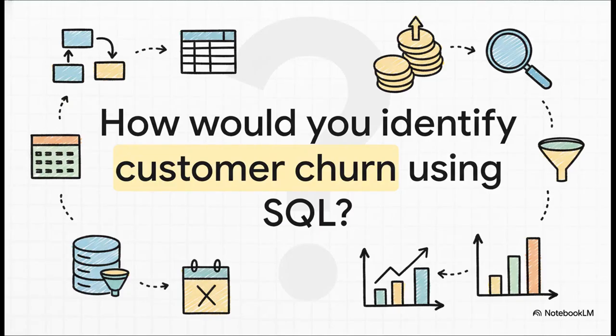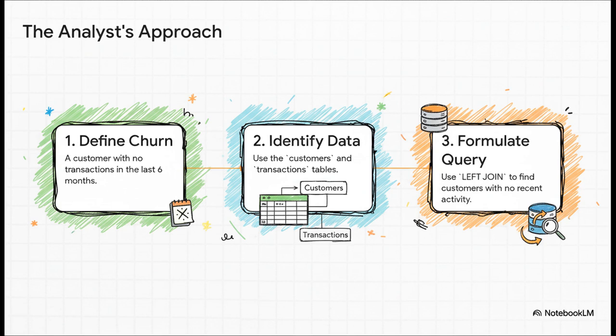And here's the all-time classic business problem. How do we identify customer churn? Churn is just a fancy word for customers who've stopped doing business with you. The company needs to know who these people are, and it's our job as analysts to dig into the data and find them. Now, pro tip, a great analyst never, ever jumps straight into writing code.